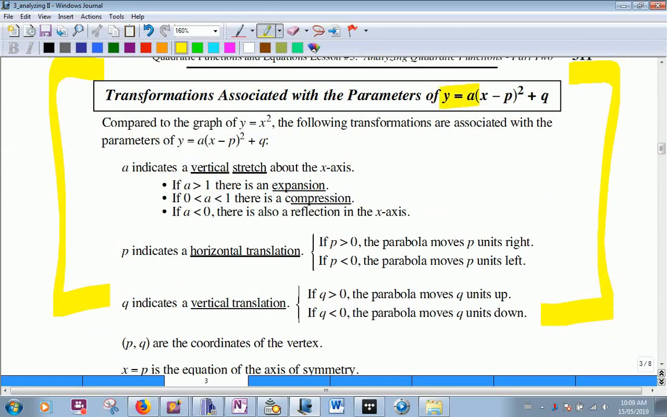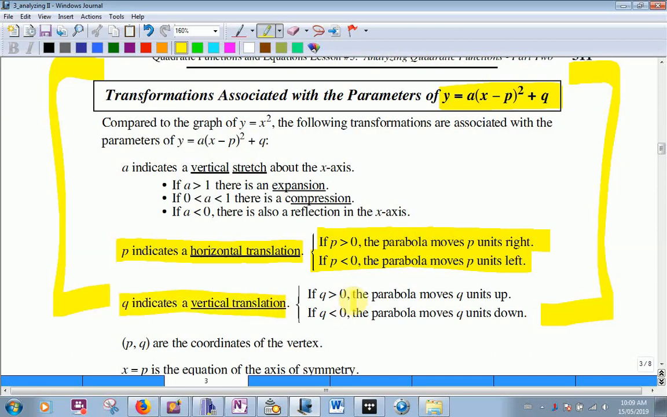Transformations on this quadratic, which I'm going to call in vertex form. So let's do what we did yesterday. P is a horizontal translation. Again, make sense of that in your head. You know what it looks like. It kind of looks like it does the opposite thing. Okay, so I don't know if this helps you.